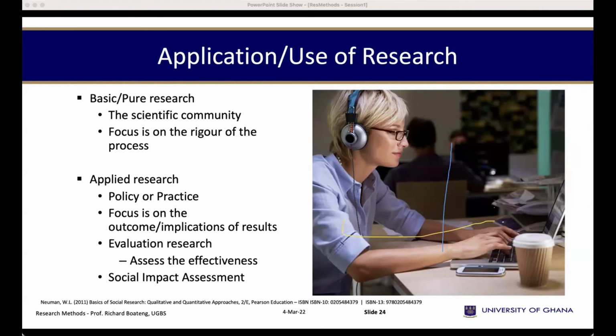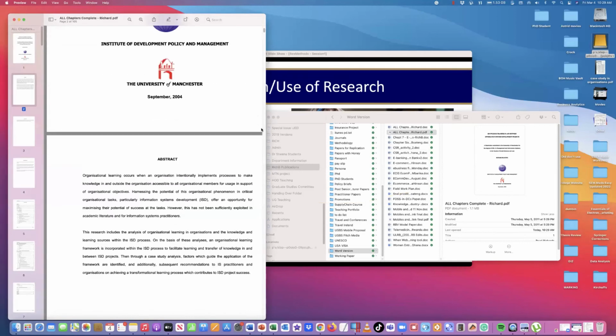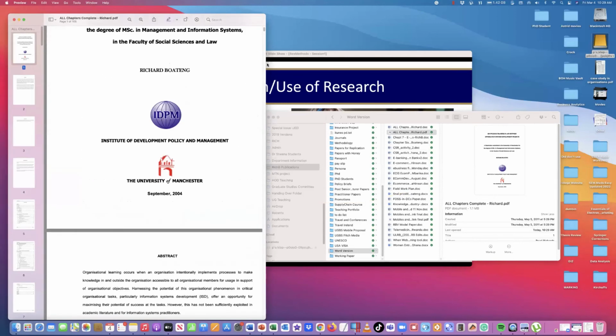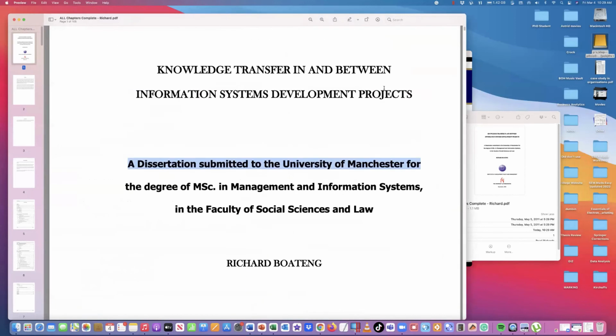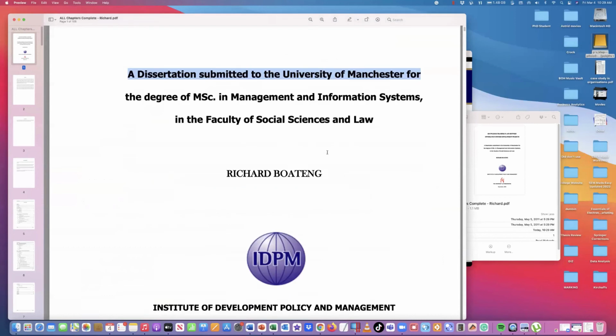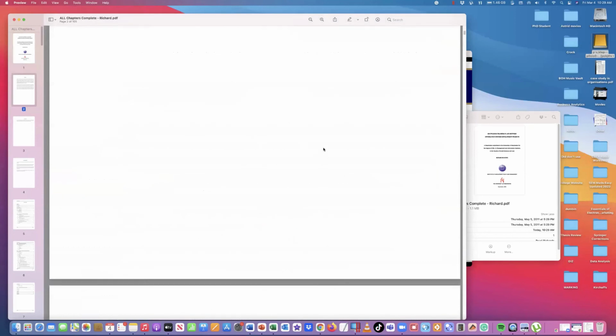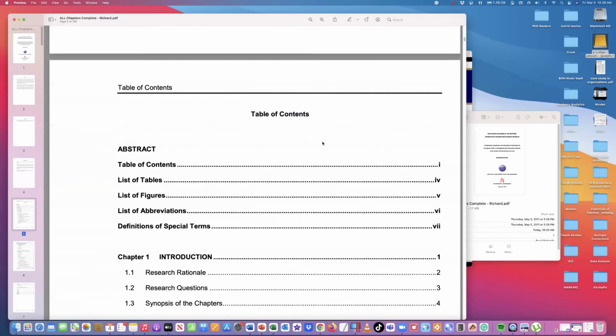Okay, so this is my master's work. I did it in University of Manchester. This is knowledge transfer between information system development projects. Very, very good work. Now look at something here. Let's look at my research questions.